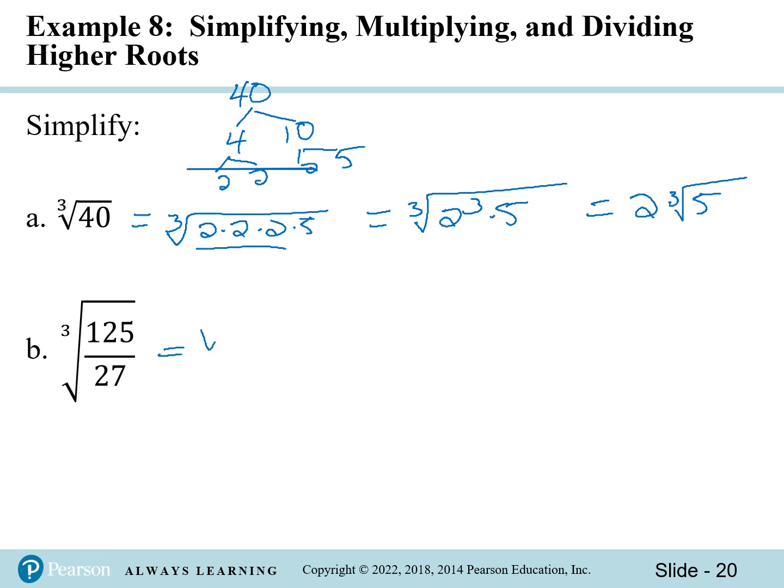We can separate these. Cube root of 125 over the cube root of 27. 5 times 5 times 5 gives me 125. And 3 times 3 times 3 gives me 27.